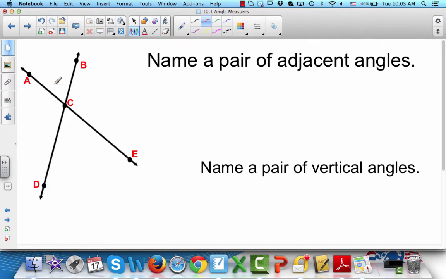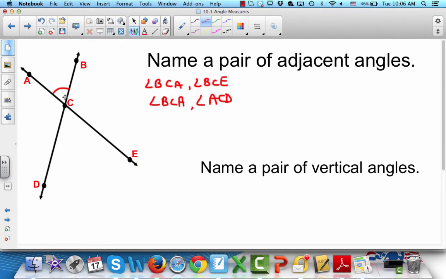Okay, so there are a number of things you could have chosen. Let's look at this one. Angle BCA. What is next to angle BCA? Well, angle BCE is adjacent to it. Also, over here, angle ACD is adjacent to it also. Okay, so there's two pairs right there.